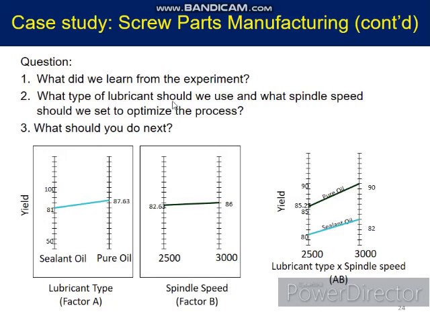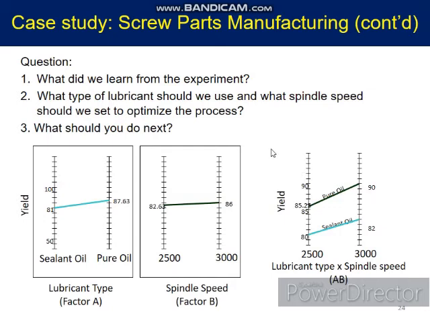So that answers the first and second question. What should you do next? You need to repeat this experiment, the finding, meaning run your process at lubricant type of pure oil and spindle speed of 3000, and run it for a given amount of screws, and then recheck the yield. This is for confirmation, a validation. Make sure that you get a yield of 90% or something in that range, because again, there is variability in the process, so you might not get 90%, but you should get close to 90%.